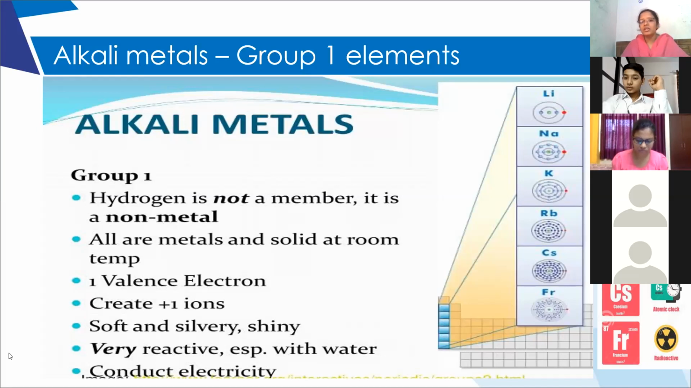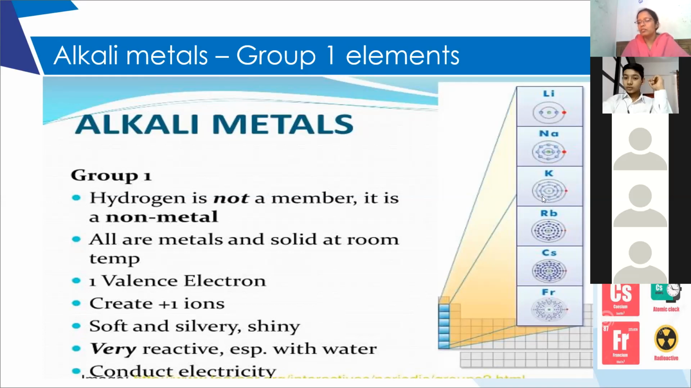Okay. So the first group elements are called alkali metals, right? By the name itself, we can say that their nature is metallic. And why are they called alkalis? What are alkalis? Can anyone explain? They are bases which are soluble in water. Yes, very good. The bases which are soluble in water are called alkalis.